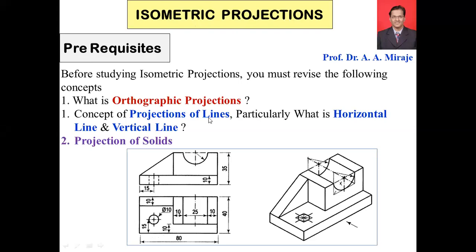In the lines, we have studied so many types of lines, but for isometric, two types of lines are very important, particularly the horizontal line and the vertical line. Let me use one or two minutes on this particular drawing. What is the drawing shown here? Similar drawings were already done in orthographic. So, what is given to you in the orthographic?